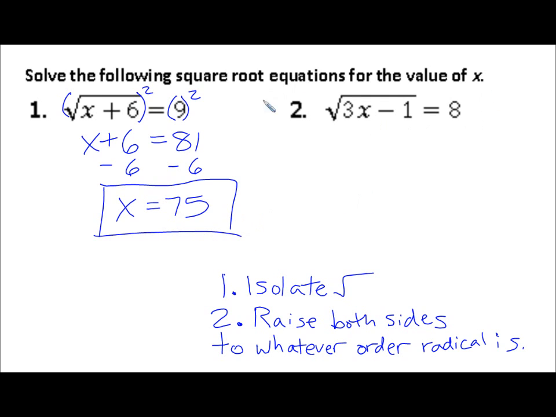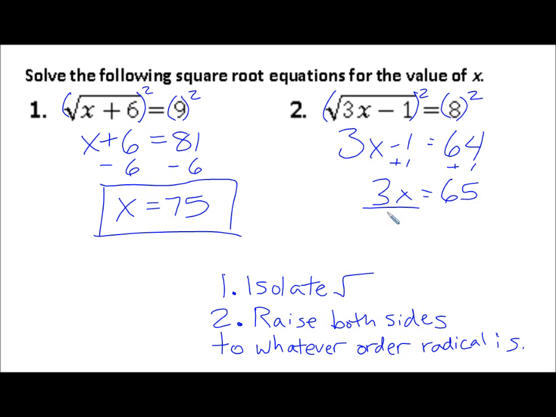The second one is also already isolated, so we can start off by just squaring both sides, or raising both sides to the second. This leaves me with 3x minus 1 equals 8 squared, which is 64. In this equation, we can't forget our basic rules. We have to cancel out addition and subtraction before we can start dividing or multiplying to cancel those out. So let me add 1 to both sides. You do get 3x equals 65.